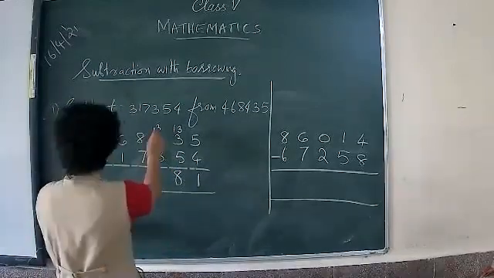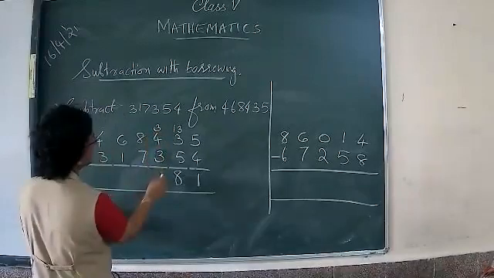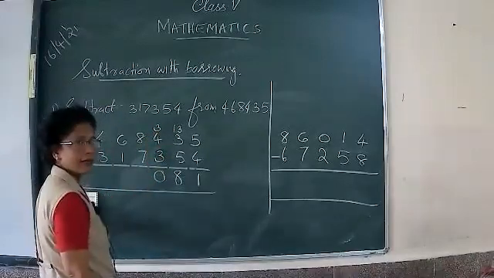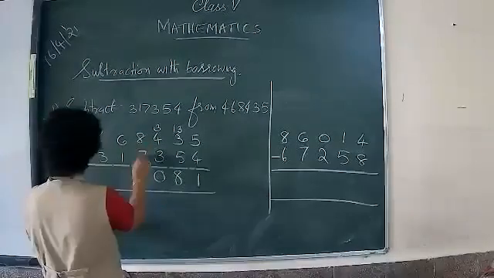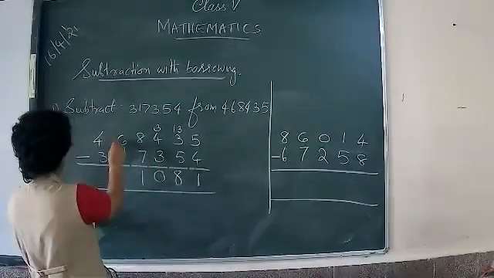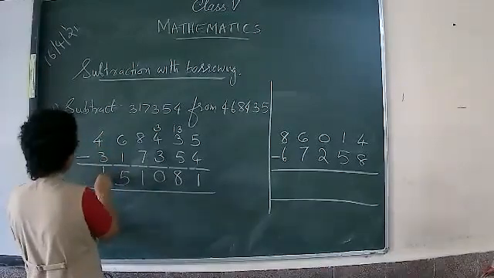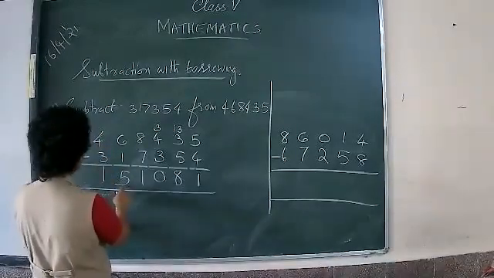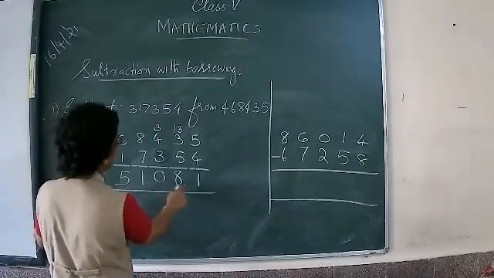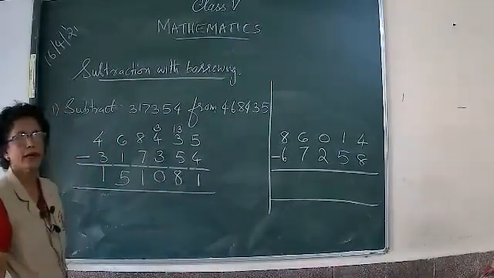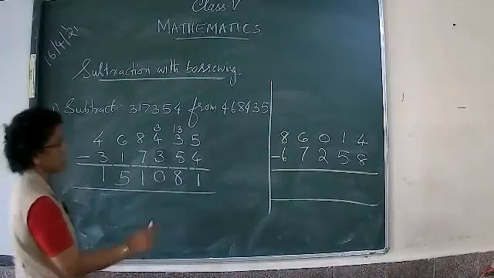Isn't it? So what is here now? 3. 3 minus 3, what is there? 0. 8 minus 7, 1. 6 minus 1, 5. 4 minus 3, 1. So answer is 151081. Correct? So you have to check that answer.